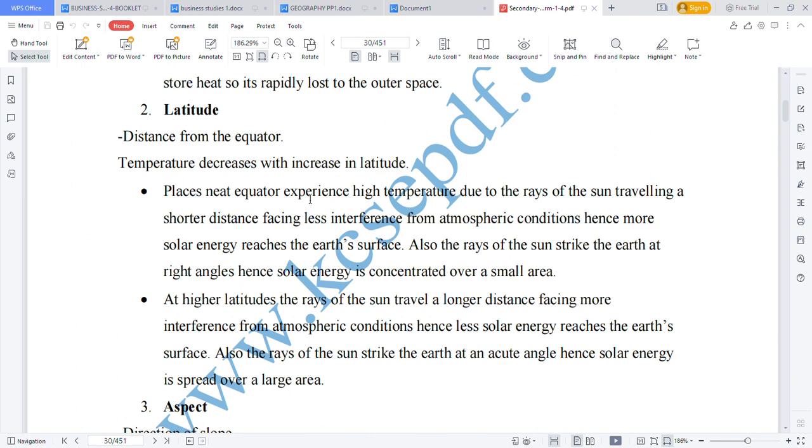Latitude. So this is the distance from the equator. So latitude is just the distance from the equator. So temperature decreases with increase in latitude.